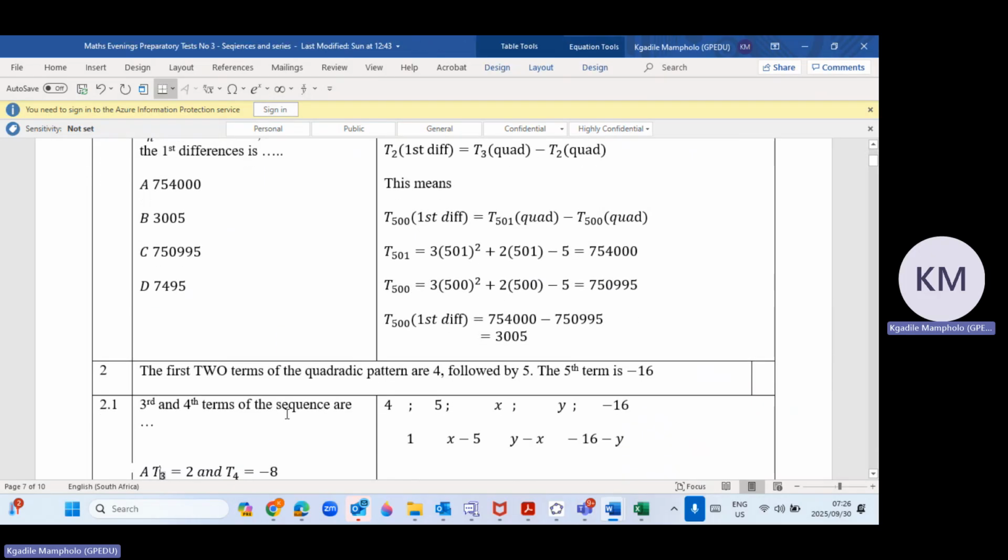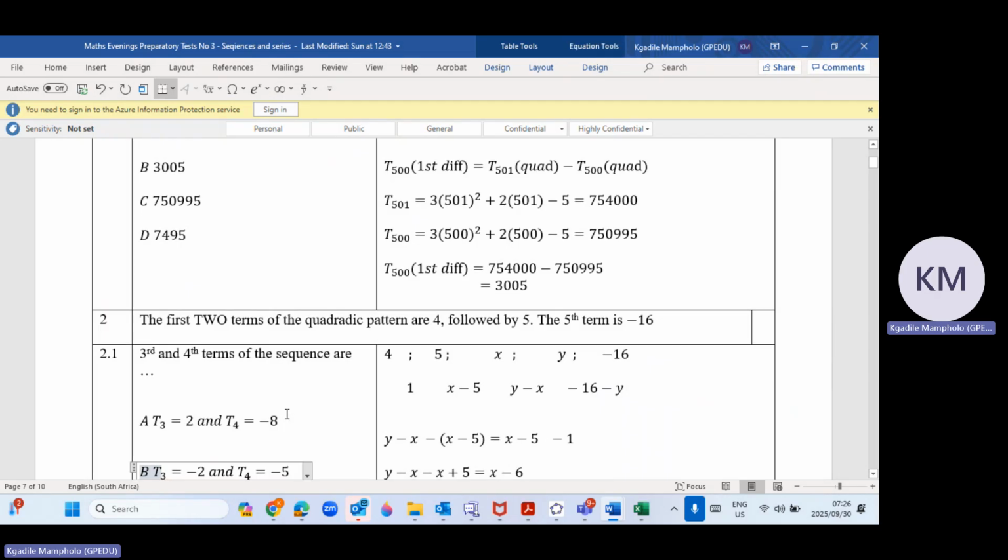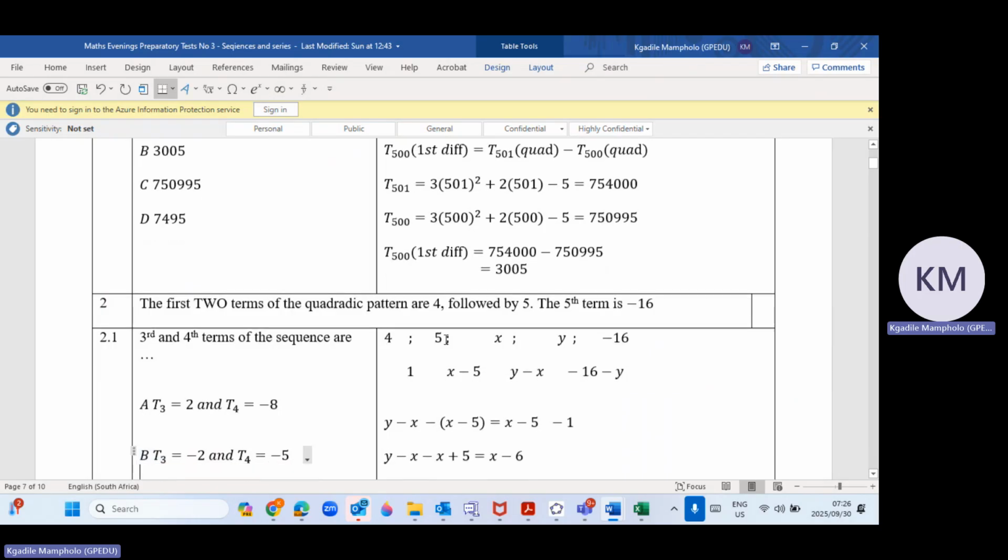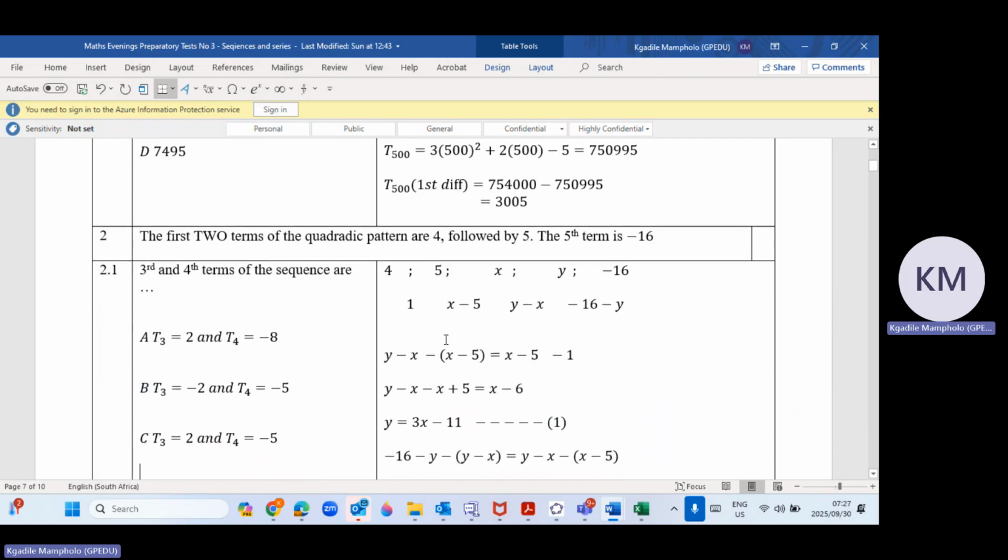Number two, you are given the sequence, the quadratic pattern with missing terms. You are given the terms here, and the first one is 4 followed by 5, but the fifth term is negative 16. So it means we are not given the third and the fourth term. Now you are required to determine these terms. What do you do? Follow the same method with these unknowns.